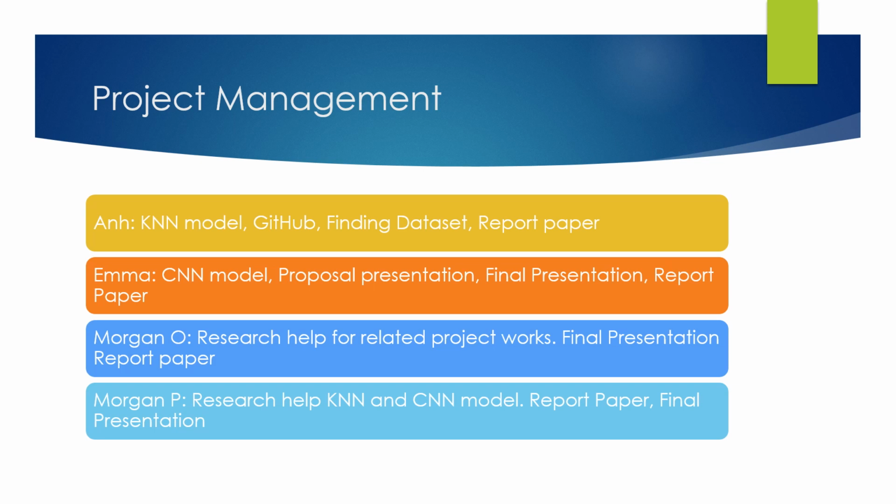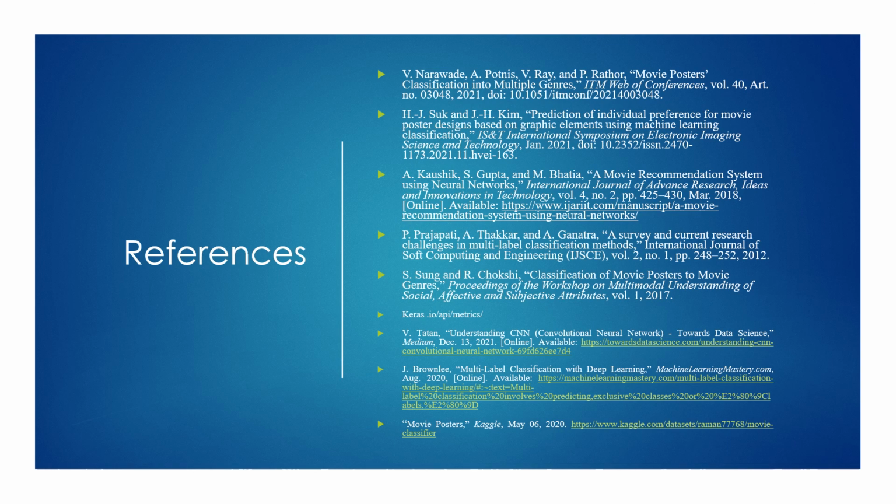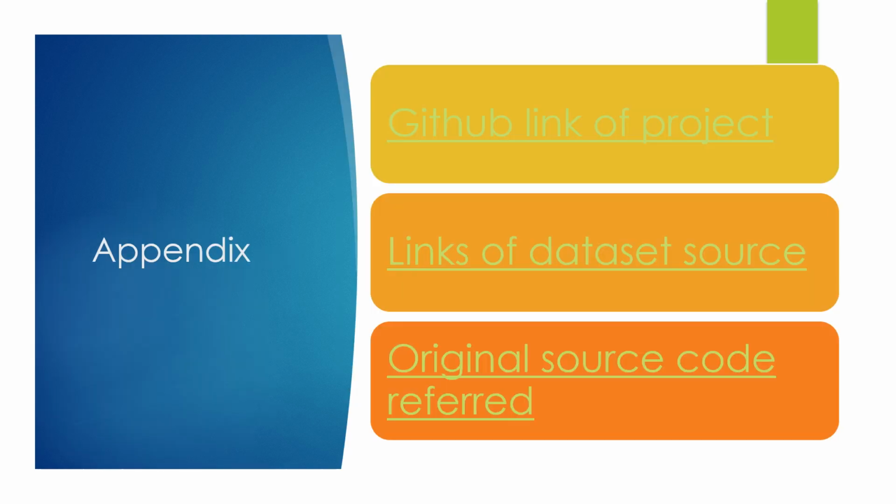And for Morgan, other Morgan, she helped with researching CNN and KNN models, as well as putting in efforts towards the report and the final presentation. These are just the references that we had, and then this is the appendix with links connected to the GitHub, the dataset that we used, and some of the original source code.